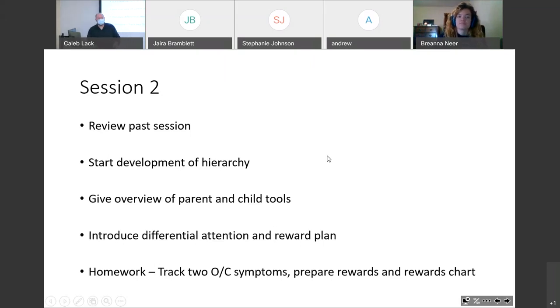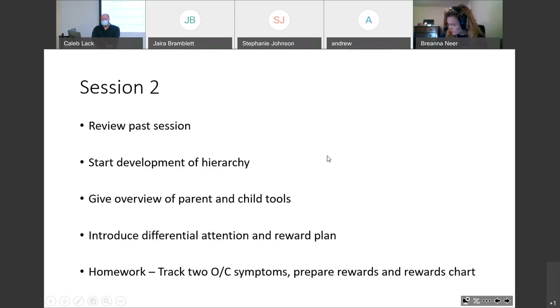In particular, differential attention and how to reward appropriate behavior. Most of the parents who have kids who have OCD have been giving a lot of attention to the child. But they've been giving attention inappropriately. They've been responding to the wrong kinds of behavior, which is not unique to OCD. We see this in oppositional behavior, we see this in other kinds of anxious behavior, we see this with depressive disorders, lots of stuff. So what we want to introduce is, here's how we attend to the things that we want to see increase, and how we can ignore those things that we don't want to see.